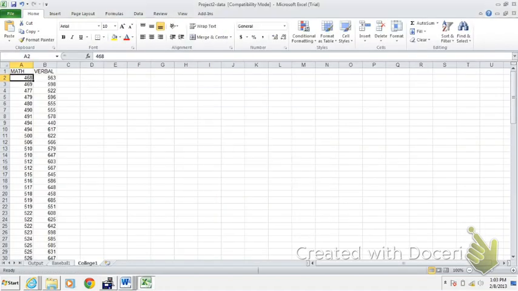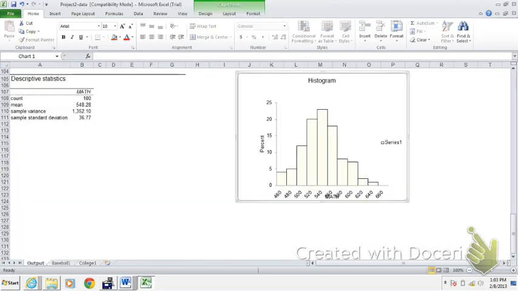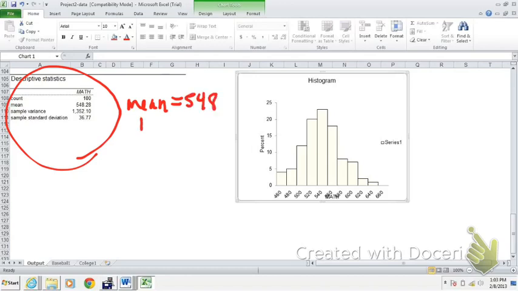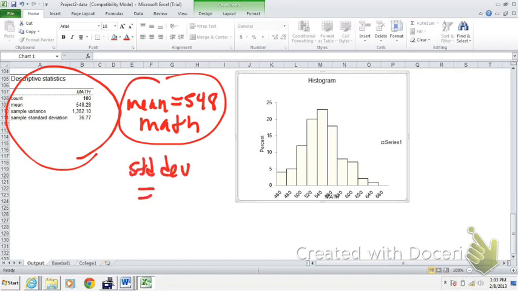I'll go to the output. See, we have the descriptive statistics for the math. Okay? So I'm just going to record here. The mean for math is about 548. But the sample standard dev is about 36.77, right?